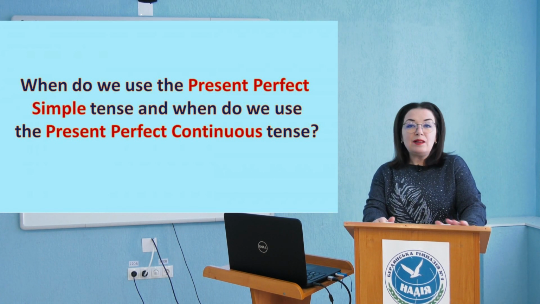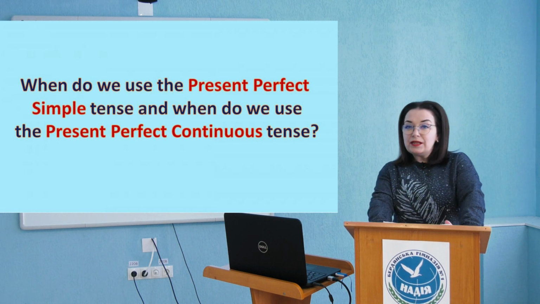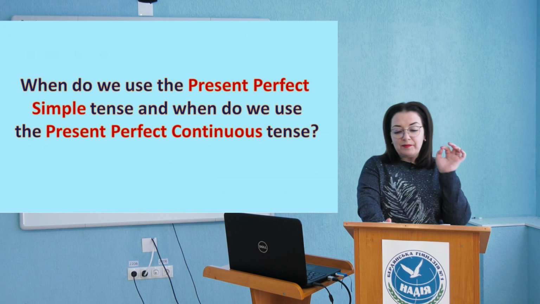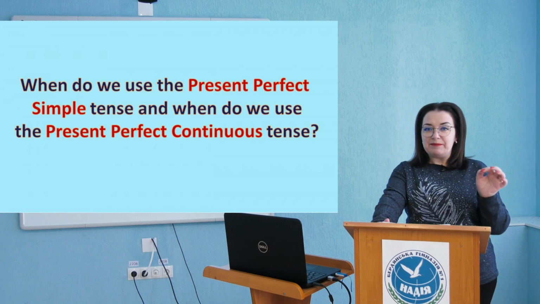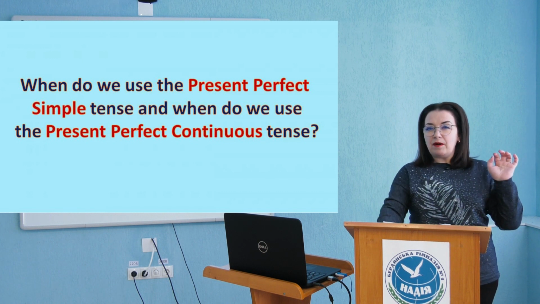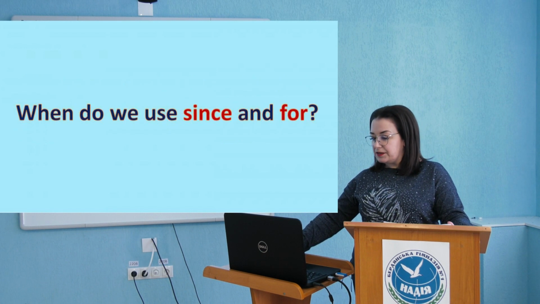Well, I know a lot of students want to be certain when we use these different tenses. And another question for today's discussion: when to use the adverbs for and since in the present perfect tenses. Both of these questions I am going to answer today. Well, let's start by talking about the present perfect simple and the present perfect continuous.